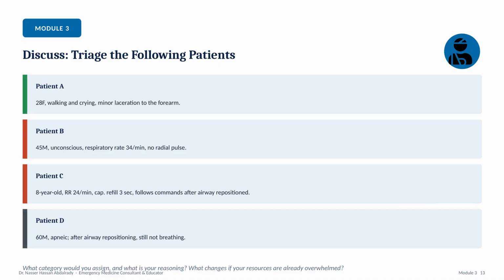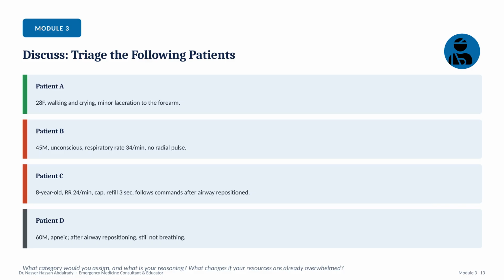Let's apply that to 4 patients. Patient A is a 28-year-old female walking and crying with a minor laceration to the forearm. That's green. Patient B is a 45-year-old male unconscious with a respiratory rate of 34 and no radial pulse. That's red.